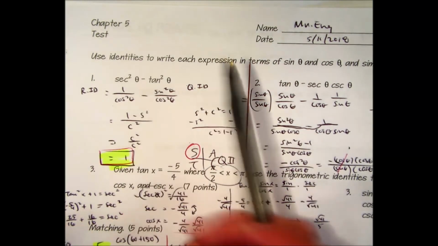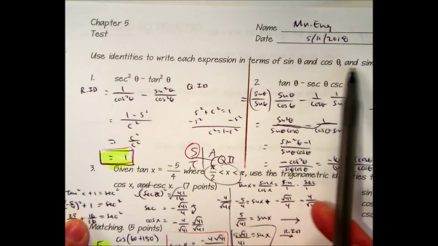Alright, this is the practice test I gave you guys. I call it a practice test because this was actually a real test maybe 5-10 years ago. Use identities to write each expression in terms of sine and cosine and simplify.